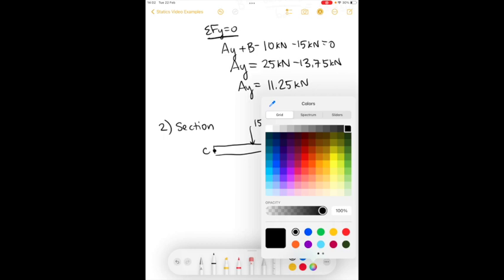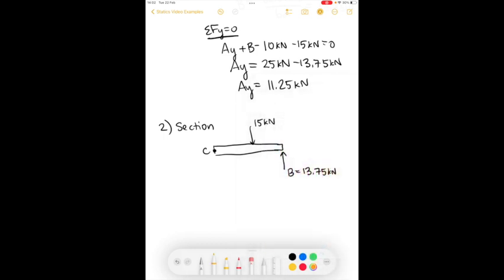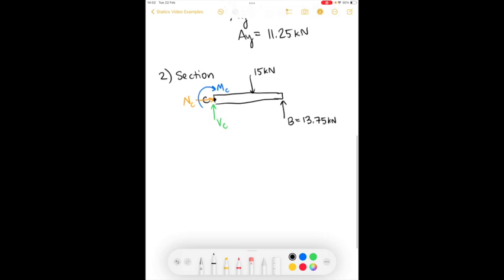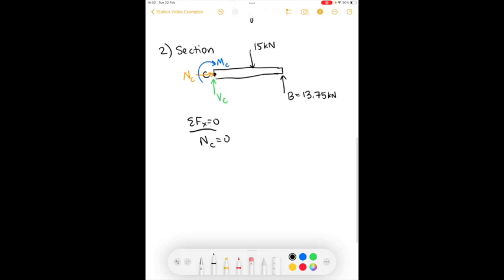And we're going to draw our forces. So we have the normal force, we have the shear force, and we have the bending moment. I'll start by showing that in the x direction, the normal force is equal to 0. And then I will take the sum of the moments about the point C.